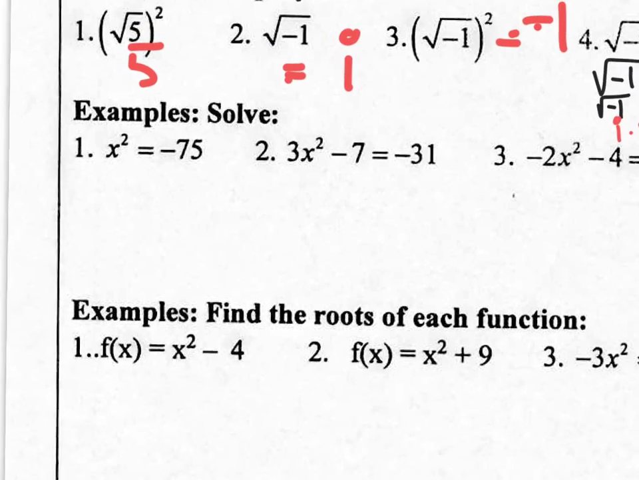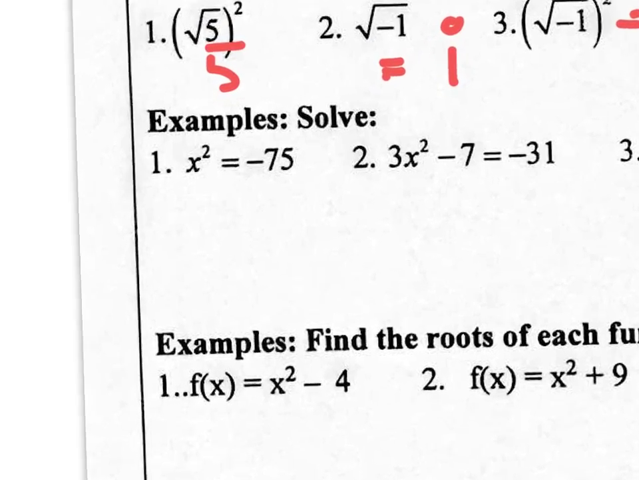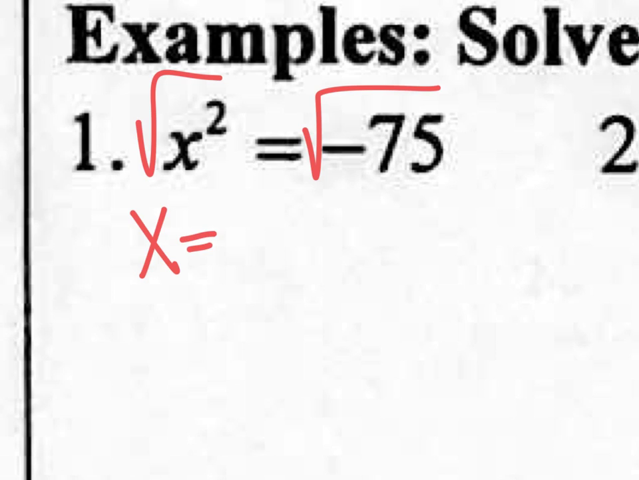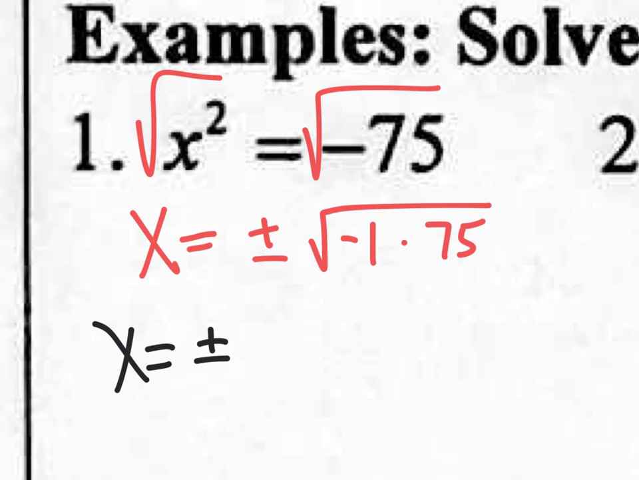Let's solve one of these guys. Number 1. Let's say I wanted to solve that. I want to get rid of the square. I'd have to apply a square root and apply a square root. I'm going to have x equals, I will have a plus or minus right in front of my answer. However, I need to rewrite this. I want to rewrite it as a negative 1 times 75. That way I could split it and have x equals plus or minus. I want to split the negative 1 and the 75.